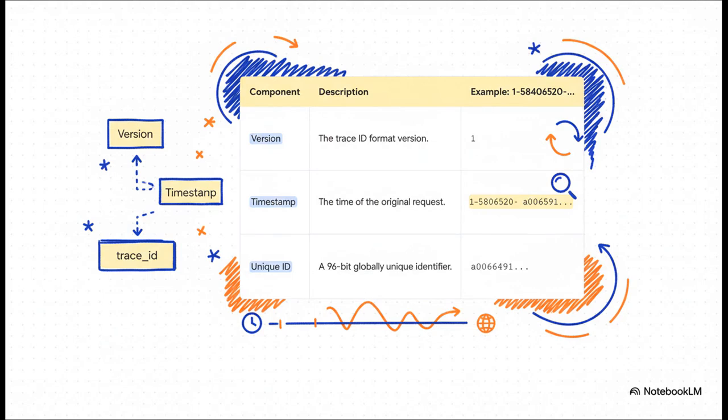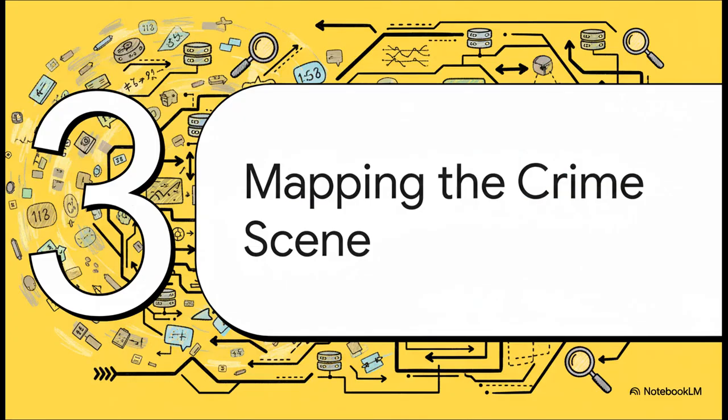And here's what that tracking number, or trace ID as it's called, actually looks like. It's not just some random string. It's this unique identifier that's cleverly structured with a version, a super precise timestamp, and a globally unique ID. This simple setup is so powerful because it guarantees that every single request can be tracked and analyzed all on its own.